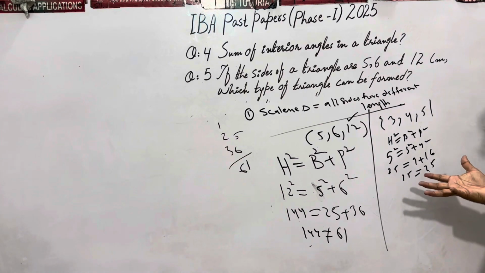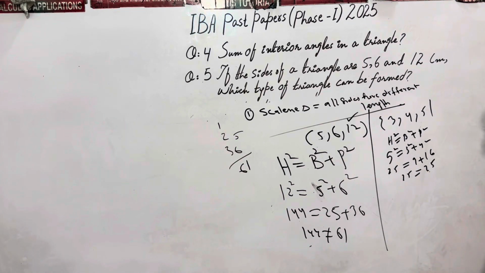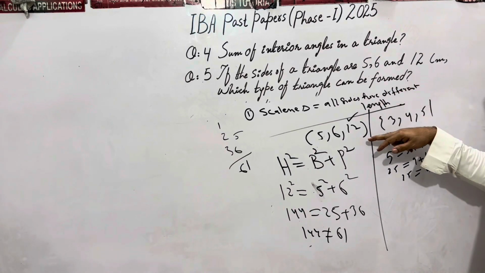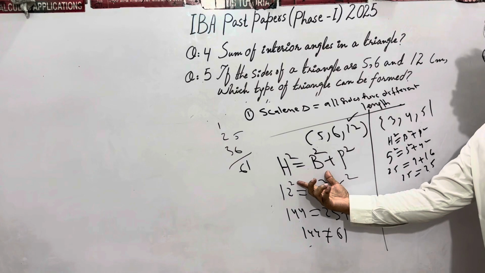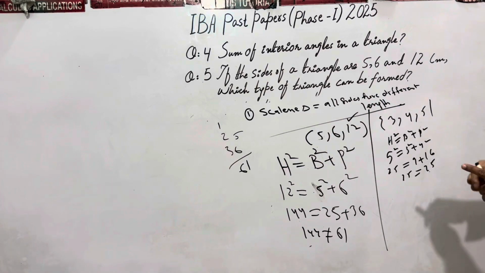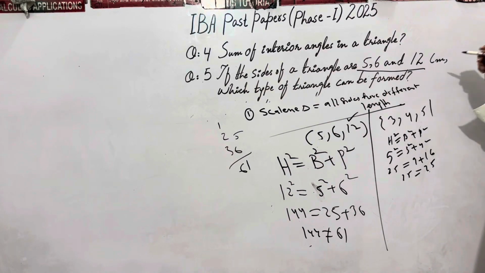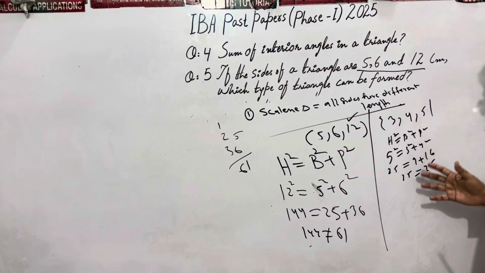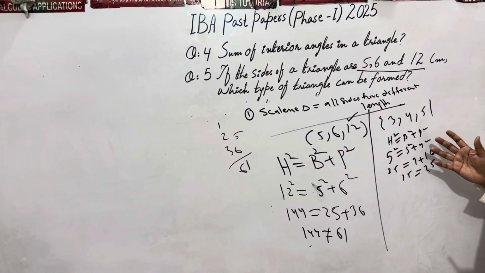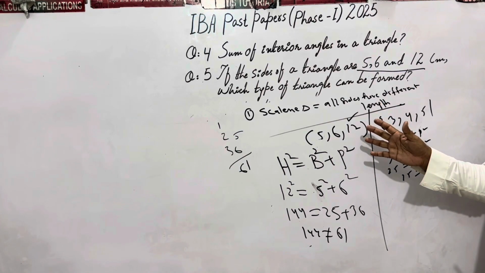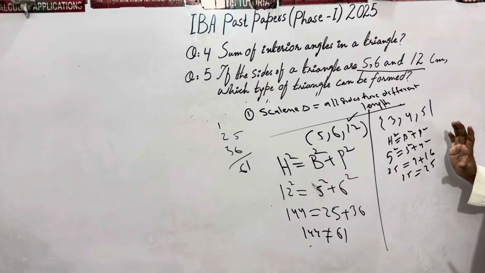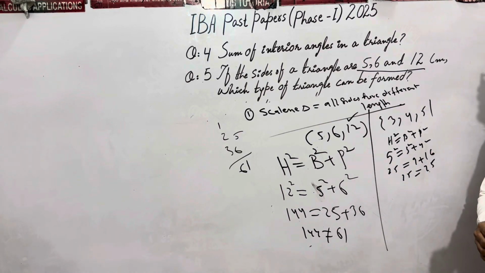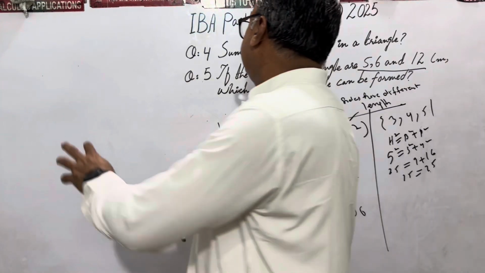So what I want to make my point here very clear is that a scalene triangle can also be a right triangle. You have to verify the Pythagoras theorem. In that case, it is a scalene triangle, but a right triangle as well. Whenever the triangle is scalene, you have to check whether or not it is a right triangle by applying the Pythagorean theorem.